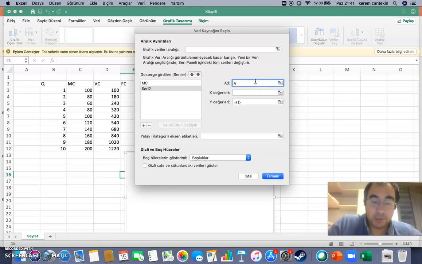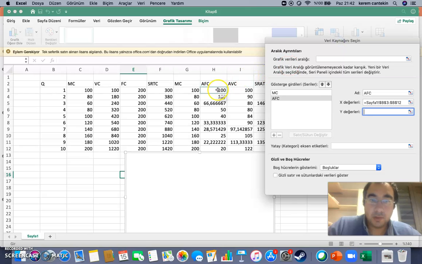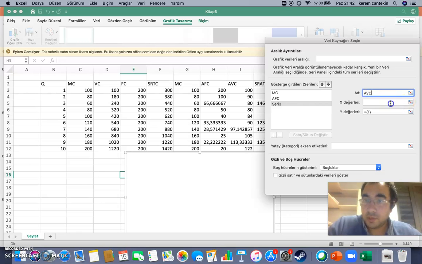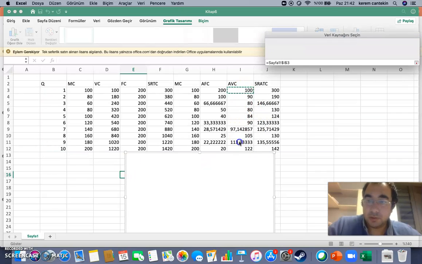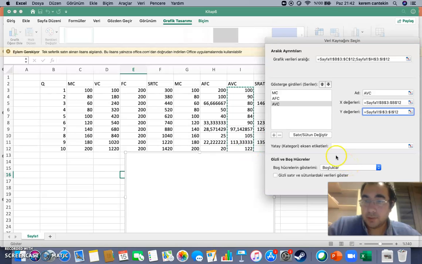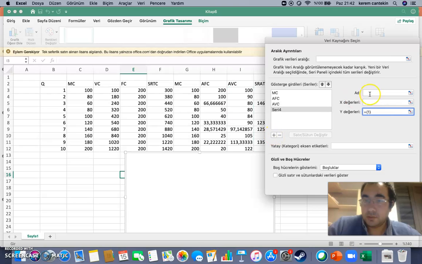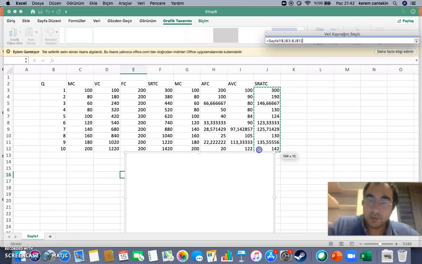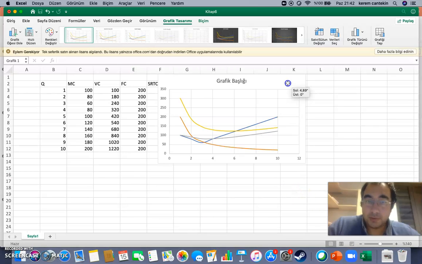Now average fixed costs, again quantities and fixed costs, average variable costs, again quantities and average variable costs, and short run average total cost, which again for x values you take the quantities and for y values you take these costs. Well, you basically have your graphs.